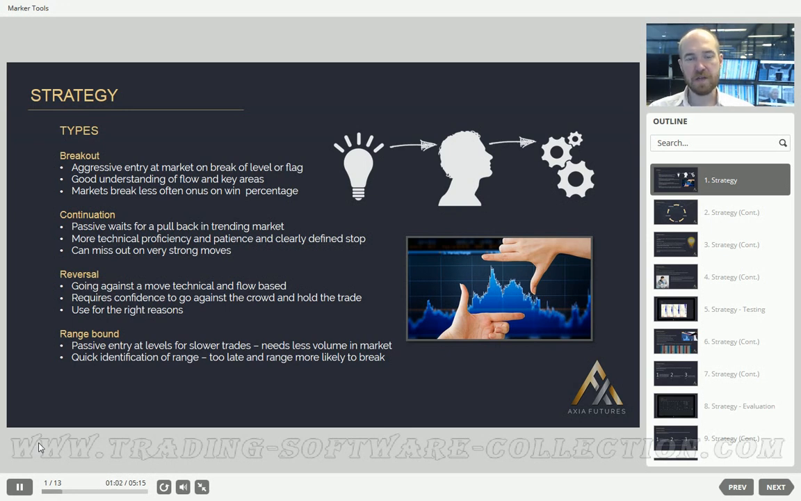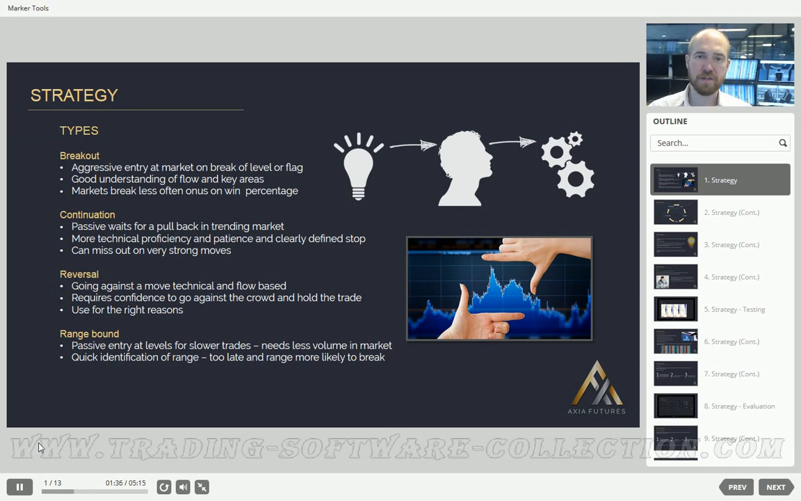So there is a big onus on win percentage here, either via learning how to take the trade on at the optimal chance of it working, or by cutting your losses quite quickly and understanding when it's not working, and then when it does, holding on to the trade and going for the whole trend rather than just trying to play the quick break for that initiative quick move. So that's your breakout type strategy. Very aggressive at market, very focused on flow and volume.